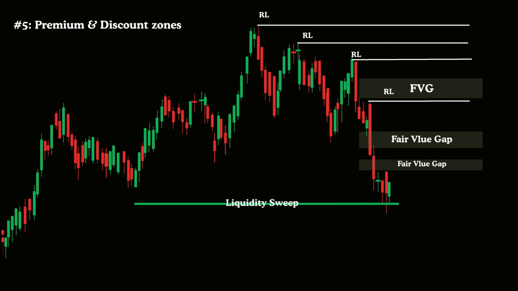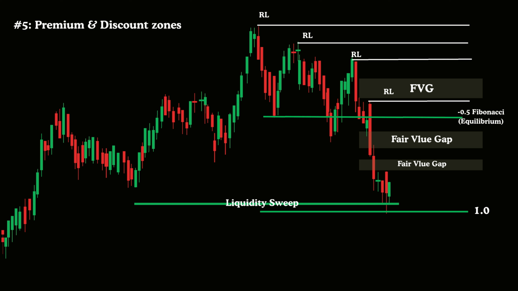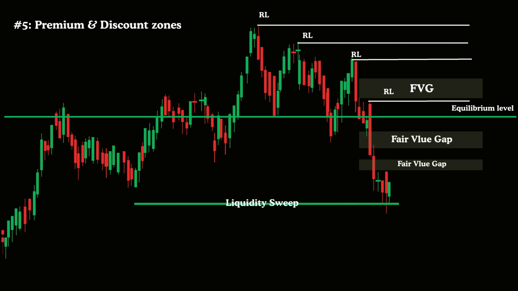As you can see, we have a clear bearish impulsive move. To draw the premium and discount zones, we apply the Fibonacci tool from the high of this move to its lowest point. Then, we draw a line at the 50% level of the Fibonacci range to establish our equilibrium. The zone below this equilibrium line is referred to as the discount zone, and the area above it is known as the premium zone.